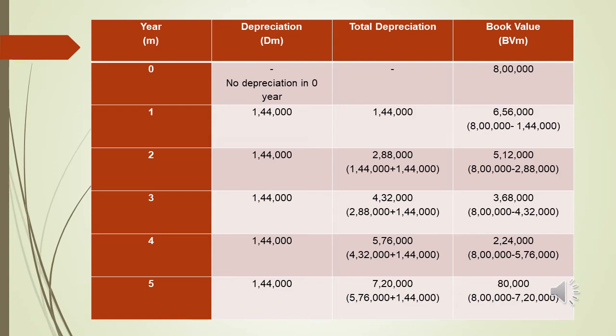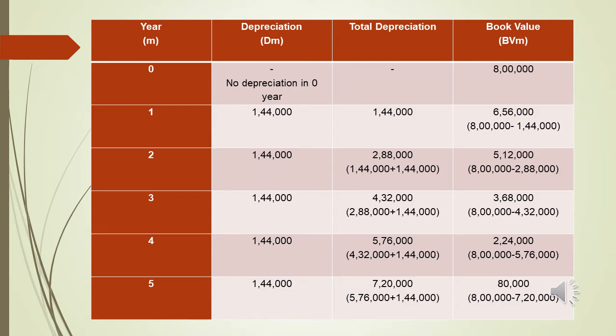Now DM is the same for all the 5 years we have calculated. So please write the same value. For depreciation of the first year, 1,44,000. Again depreciation of the second year, keep on going till 5 years. So the depreciation column is completed with 1,44,000.